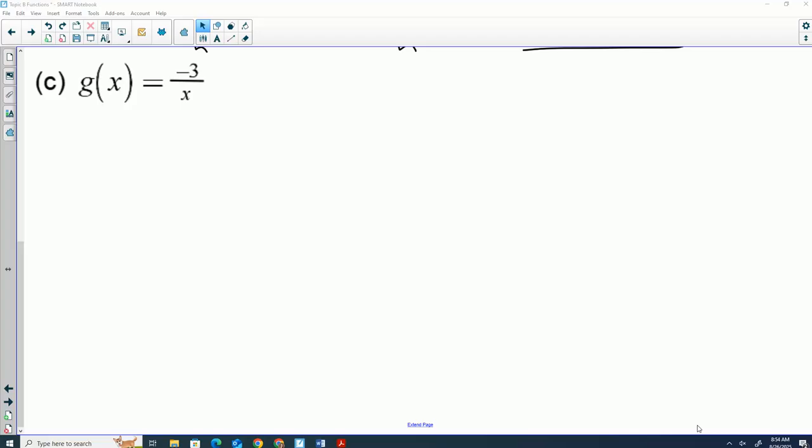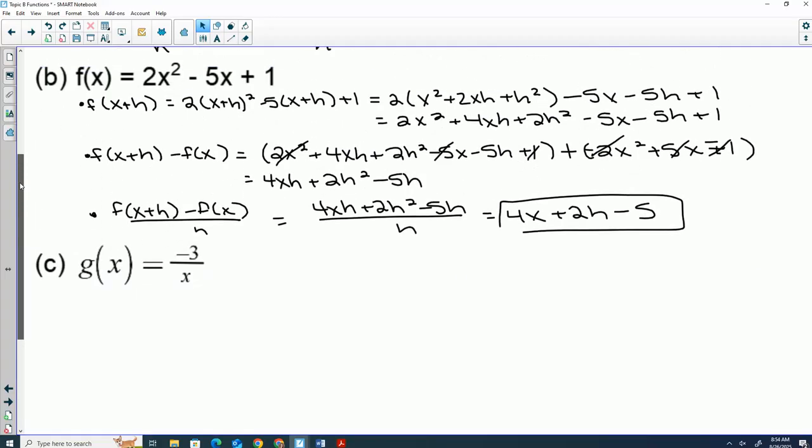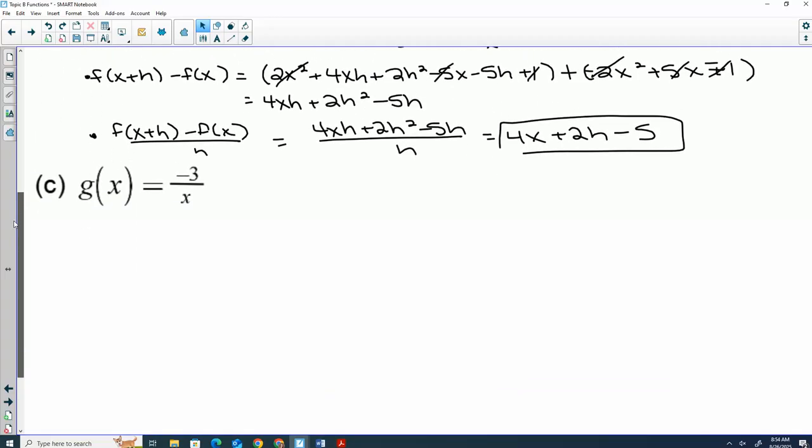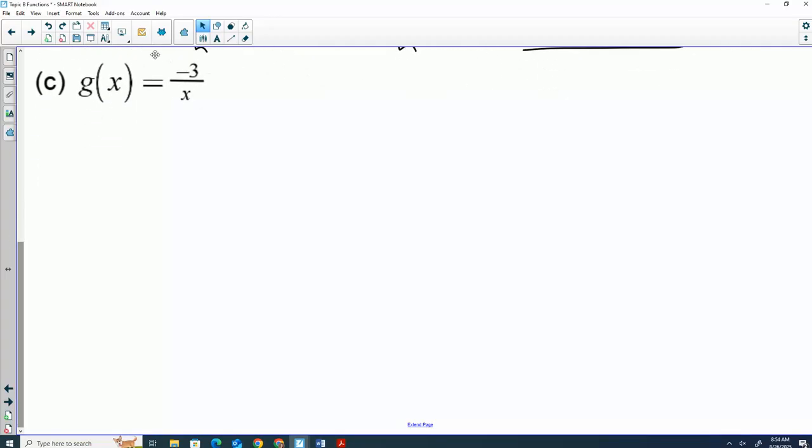So the difference quotient, for now, I'm just going to do it as a 3-step process. Remember, we did our f of x plus h, then we did f of x plus h minus f of x, and then we divided that answer by h. Here my function is g, so it's g of x plus h. Not that that really matters, just the name of the function. So that just means you replace your x with x plus h.